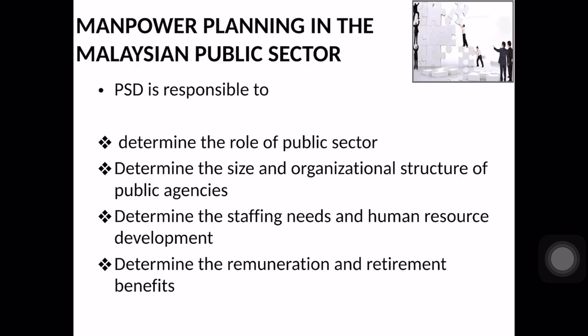So next, second, to determine the size and organizational structure of public agency, jabatan-jabatan awam ni. Contoh apa, JPJ perlu berapa orang lagi, pihak immigration perlu berapa orang lagi, custom perlu berapa orang lagi. Next, to determine the staffing needs and human resource development. Again lah, you sebagai public servant, you serve for the people. So people kan ramai, so public servant pun kenalah cukup, tak bolehlah kurang. Kalau tak, servis tu tak sampai. Bila servis tu tak sampai, mulalah rakyat dia akan indirect tweet dekat Twitter.